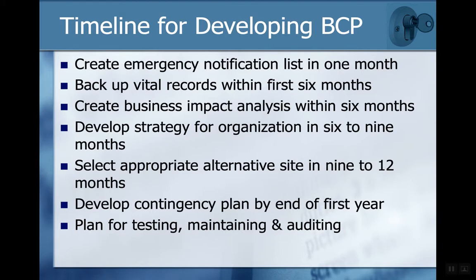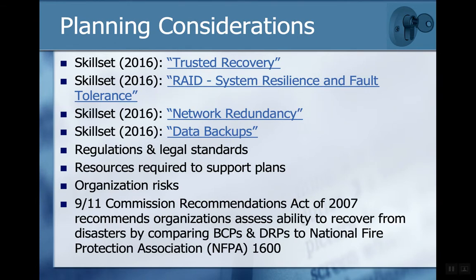Ideally you'd like to have your contingency planning in place by the end of the first year, and that would include the plans for testing, maintaining, and auditing. And then on an ongoing basis, establishing a timeline to test this stuff and report back on the results. There's a bunch of different types of planning considerations around networking and RAID, which deals with data storage and network redundancies and data backups, and regulation, legal standards, organizational risks.